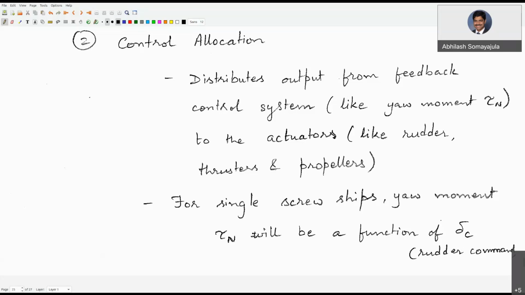Now my PID law is telling me what should be the moments that I need to apply, but how do I get those moments from my actuators? That is the control allocation problem. So we are distributing the feedback control system's output, which in this case will be the yaw moment that I need, to the actuators like the rudders, thrusters, and the propellers on board the vehicle.